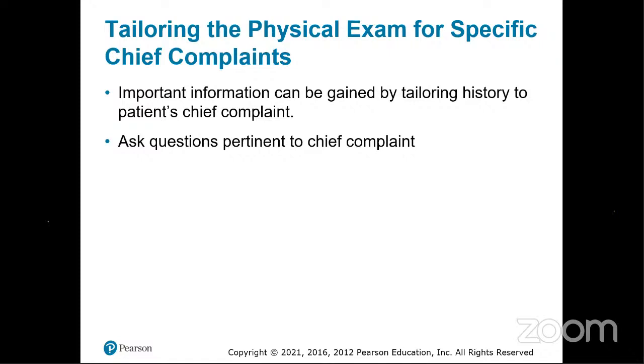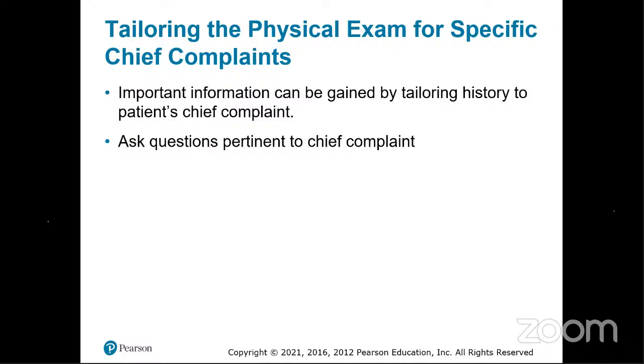It can be your information gained by tailoring the history to the patient's chief complaint, meaning how they answer a question is what's going to guide how we gather information about this patient. Ask questions pertinent to the chief complaint, right? If they're having an allergic reaction, we don't want to ask, well, why is your toe bigger than the other one on the left foot? Sorry, we want to keep to the chief complaint.